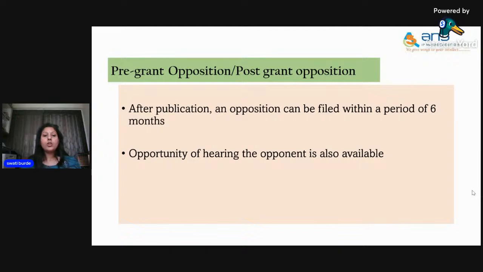Now, I will talk a little about patent opposition. I already told about pre-grant opposition. This can be filed within a period of 6 months from the publication of an application. Usually, it is filed by interested parties. Interested party means your competitors. And once it is filed, the patent office takes it up and calls for a hearing, and all the procedures are there.